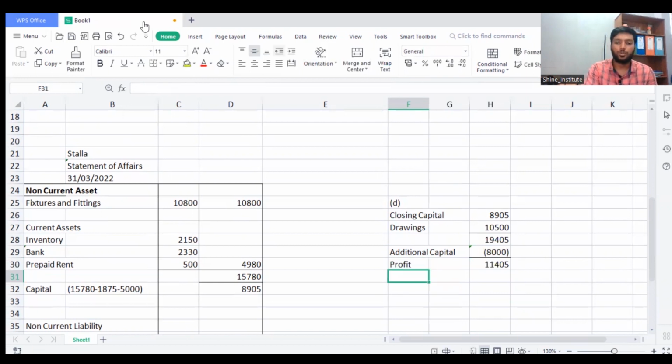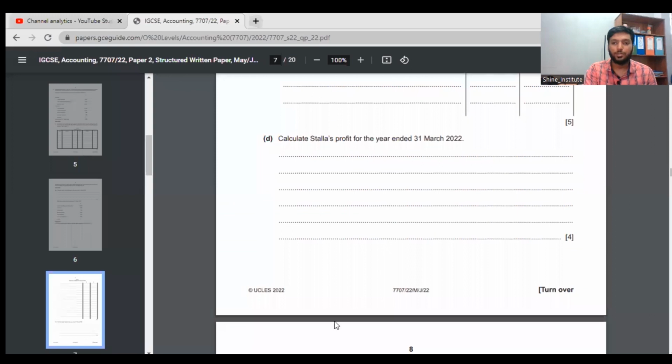That was so easy scoring. You took your closing capital, added your drawings, deducted your additional capital, got your profit. Know this formula because this will help you a lot on your exam paper when scoring in your exams. So moving on to the next part.